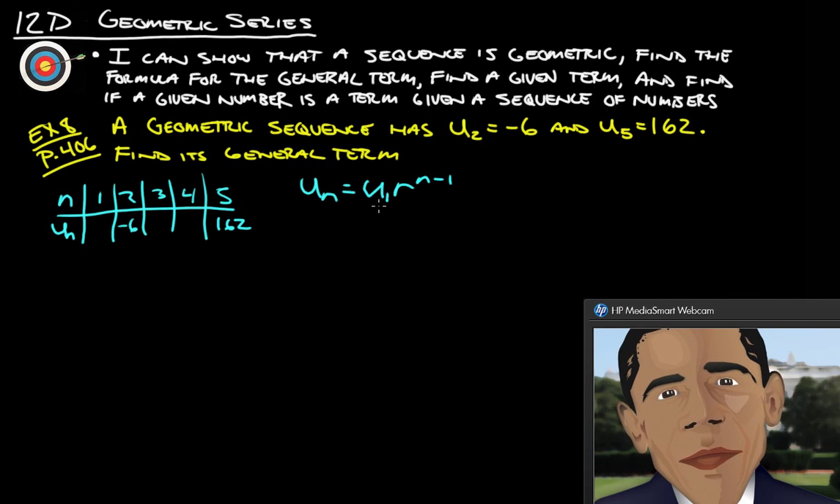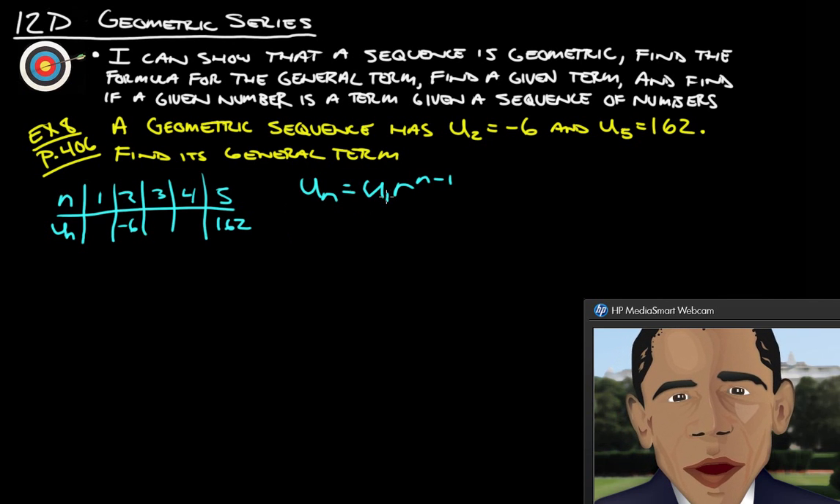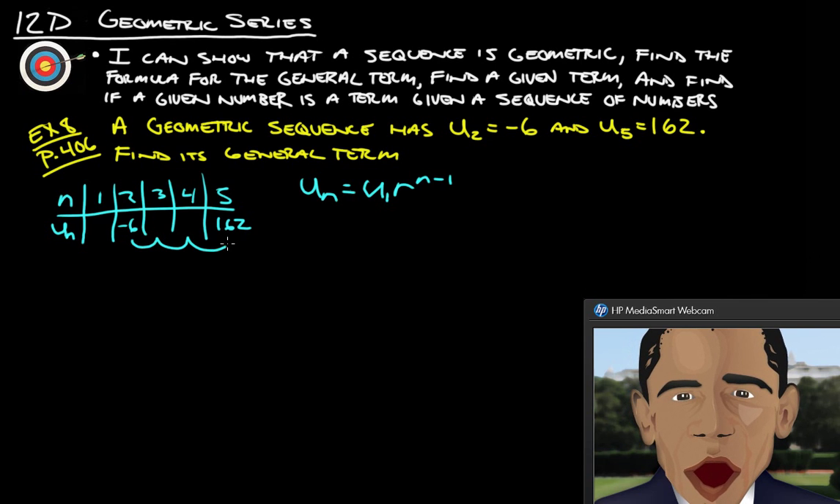Okay? So what we really need, we need the first term. We're going to definitely need this here, and then we also need the rate at which we're multiplying. So we need the first term and we need the rate. Let's find the rate. We know we're taking negative 6 and we're multiplying it 1, 2, 3 times to get up to 162.